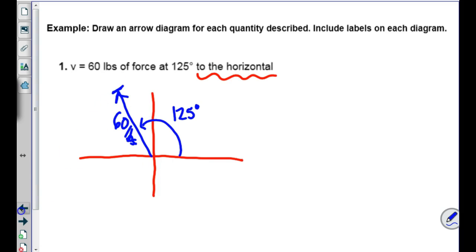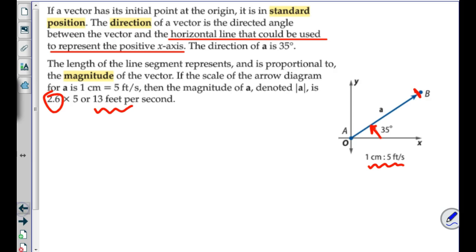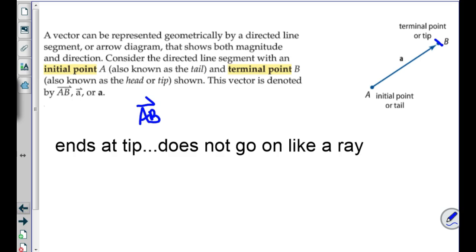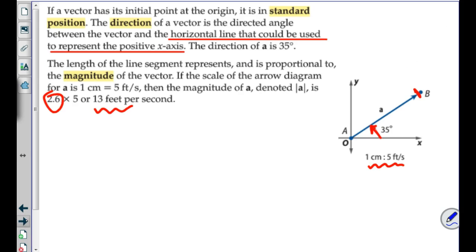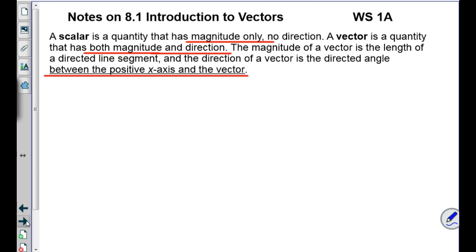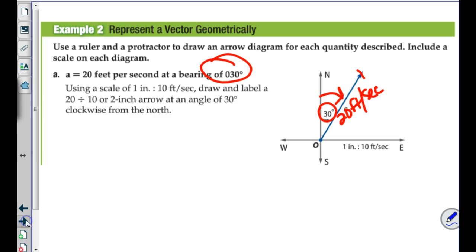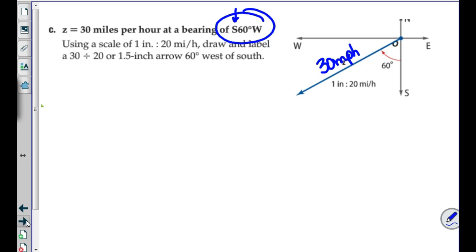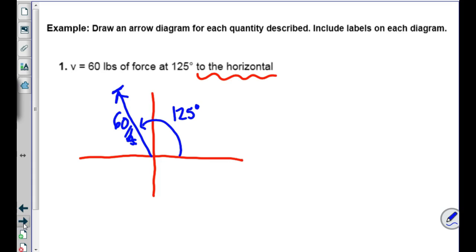We don't ever go clockwise unless it's off of due north. Let me see if there's an example. Is it because of the to and from that you guys do it in physics different, or what are you saying? Go ahead, Keaton. Neither of these said from the horizontal, did they?